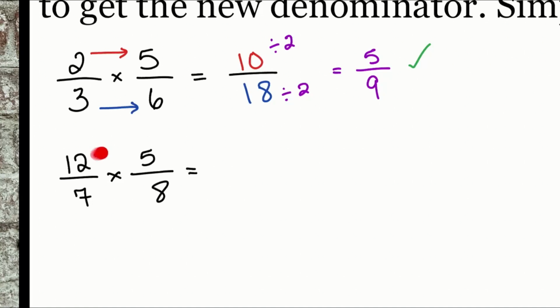Let's do 12 multiplied by 5. That's going to give us what? Yeah, that'll give us 60. Exactly. So let me just use the same color code. So we have 5 multiplied by 12. That's going to give us 60. And then in our denominator, we're going to have 7 multiplied by 8.